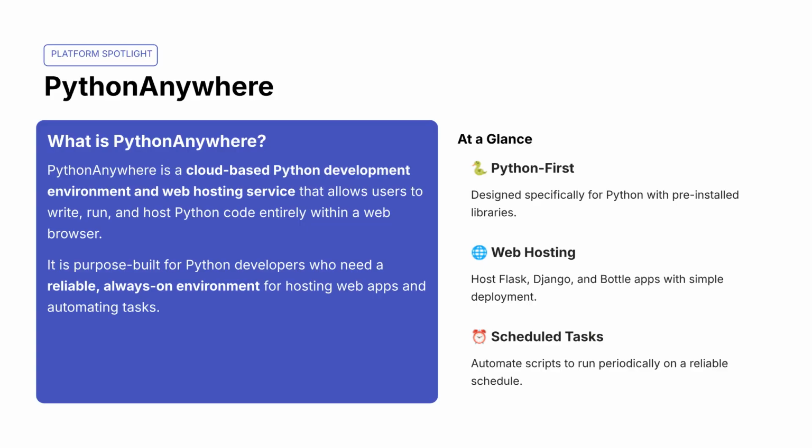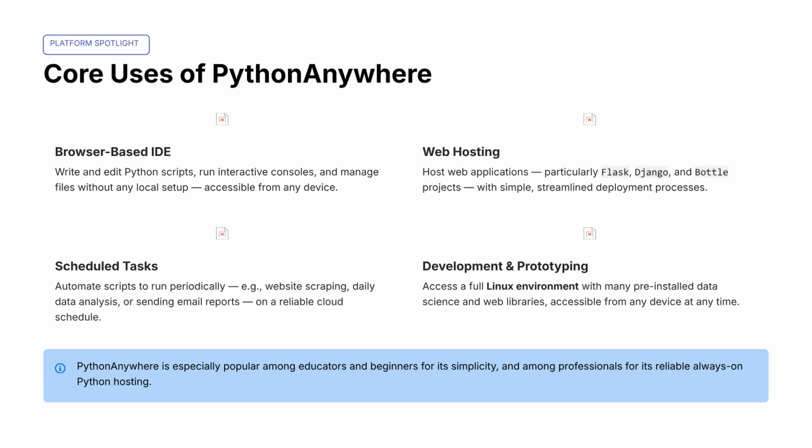You get a browser-based console, a file editor, and, this is the key differentiator, always-on web hosting. You can deploy a Flask or Django app, and it just stays up. No server to manage, no Docker config, no Nginx setup. And you can schedule scripts to run on a cron-like schedule, which is super handy for automation tasks. So what's PythonAnywhere actually good for?